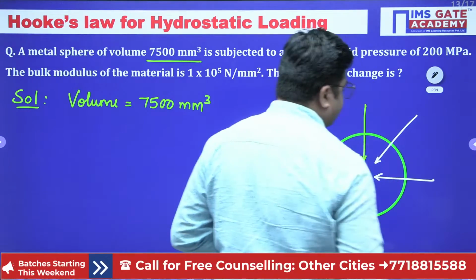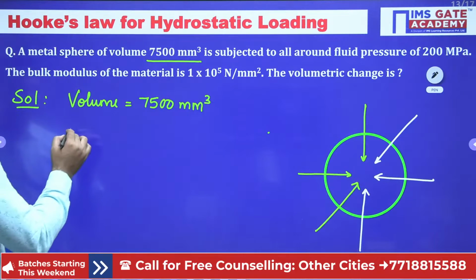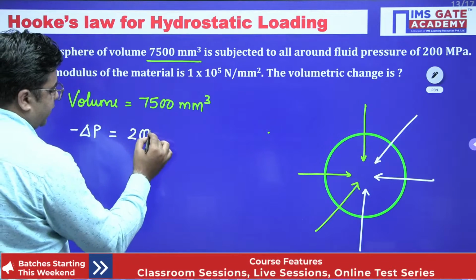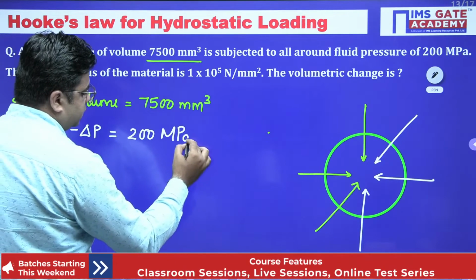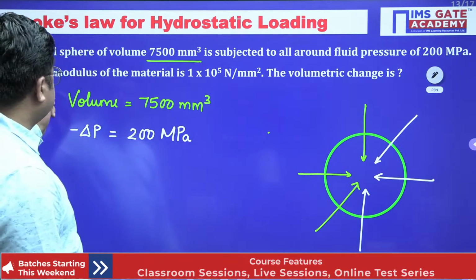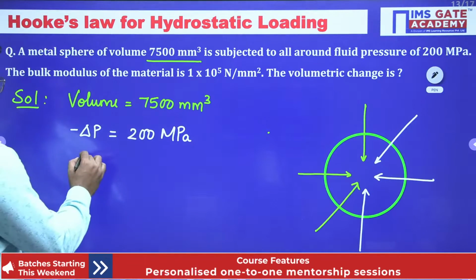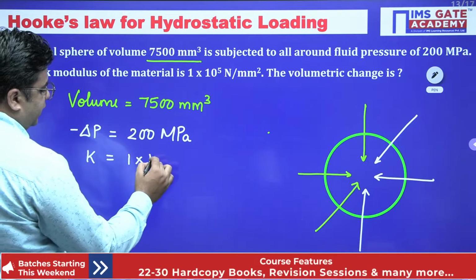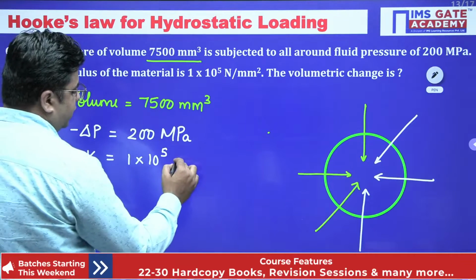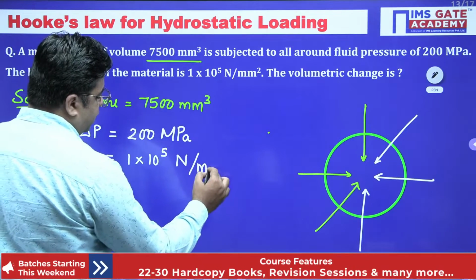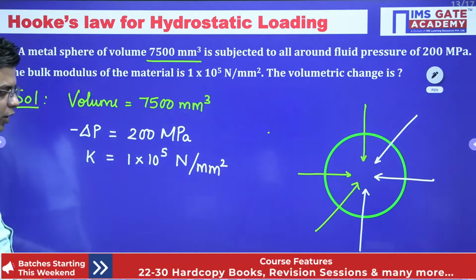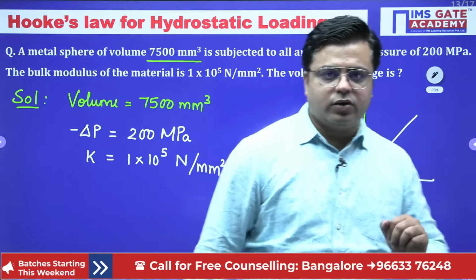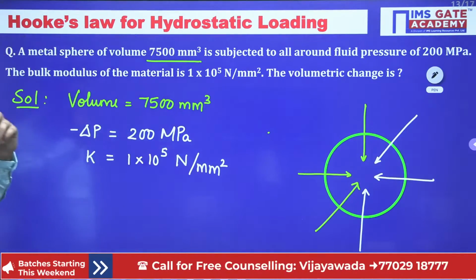This all-round fluid pressure is 200 megapascal. So this minus delta P is 200 megapascal. Next, the bulk modulus of the material is given, so the value of K is given to us. K is 1 into 10 raised to power 5 Newton per mm square. And in the last class, I have already told you that this Newton per mm square is nothing but megapascal, MPa.